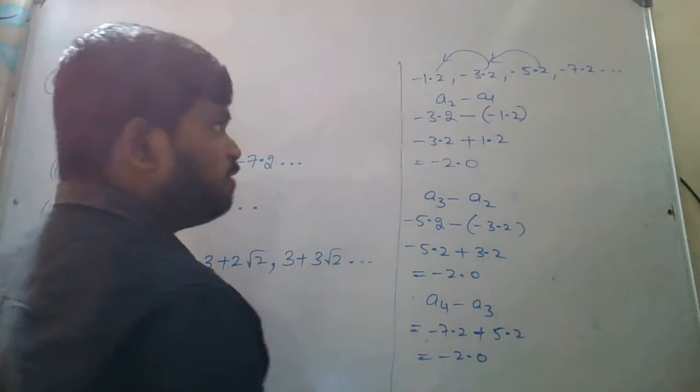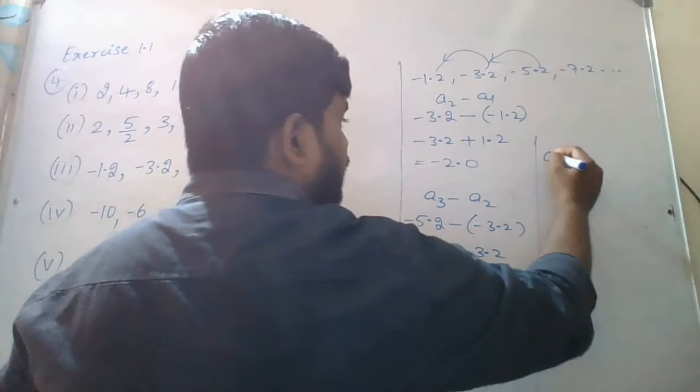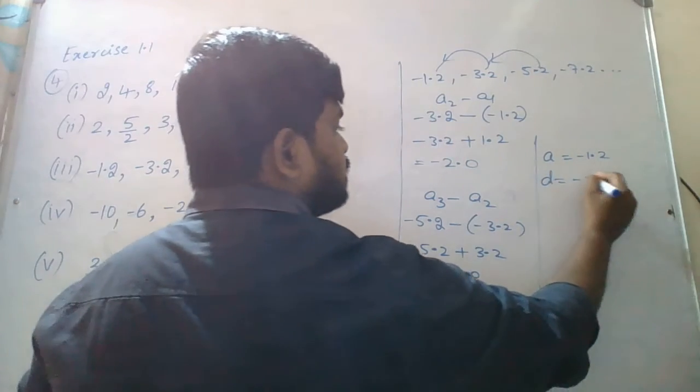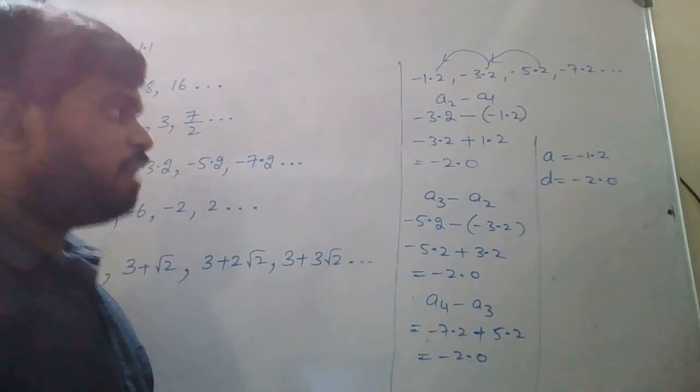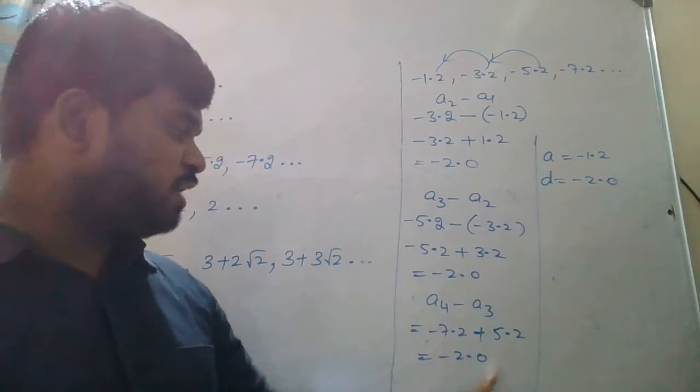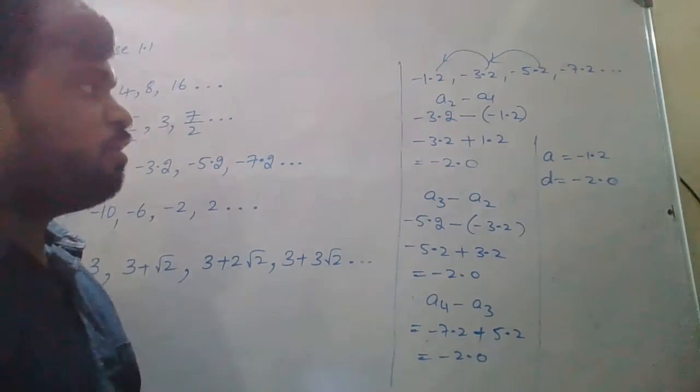Since this is an AP, the first term. Let's find the first term. A is minus 1.2. D is minus 2. A value is the first one. This is your D value. You are getting a common difference, right? That is your D value. Now you have to find the next terms.